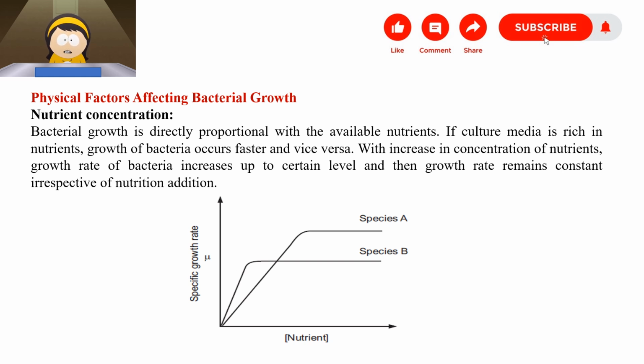Physical factors affecting bacterial growth. Nutrient concentration. Bacterial growth is directly proportional with the available nutrients. If culture media is rich in nutrients, growth of bacteria occurs faster and vice versa. With increase in concentration of nutrients, growth rate of bacteria increases up to certain level and then growth rate remains constant irrespective of nutrition addition.